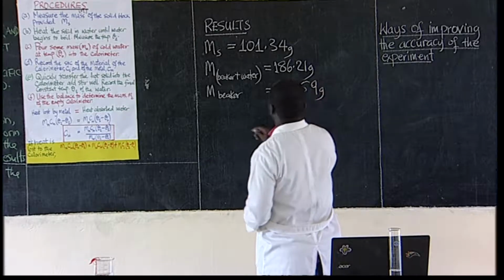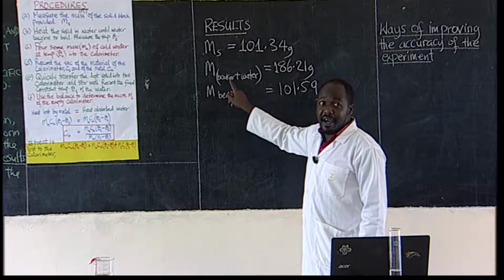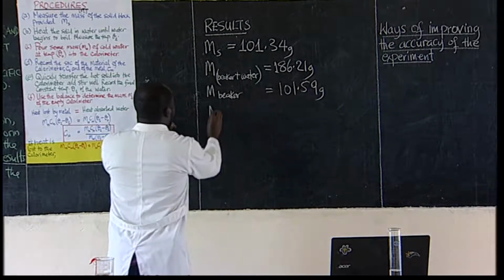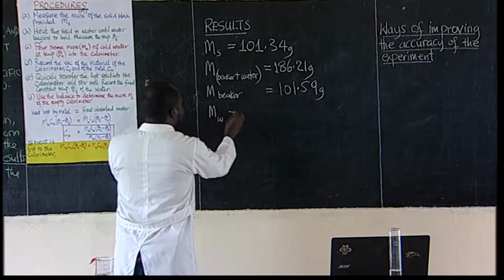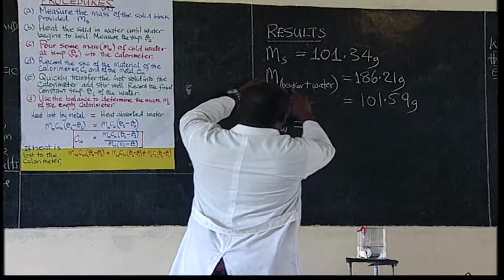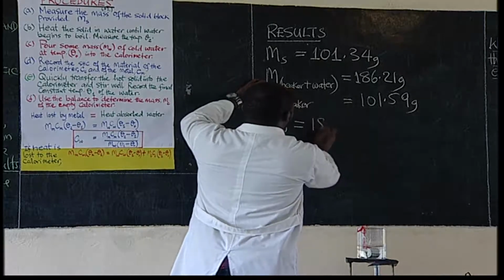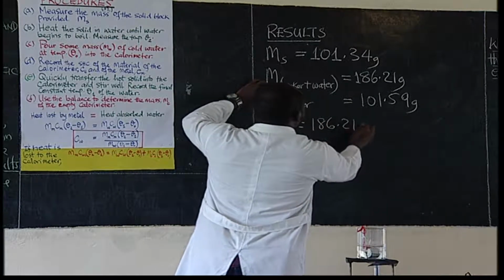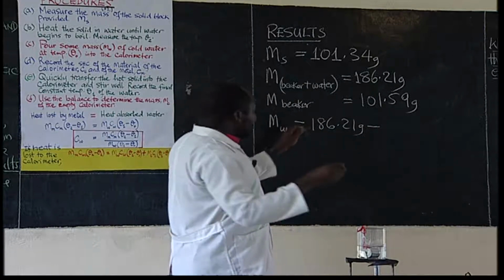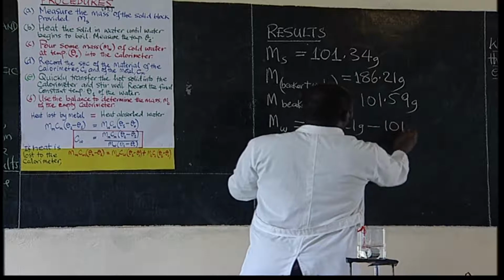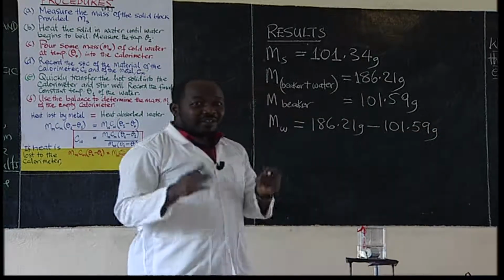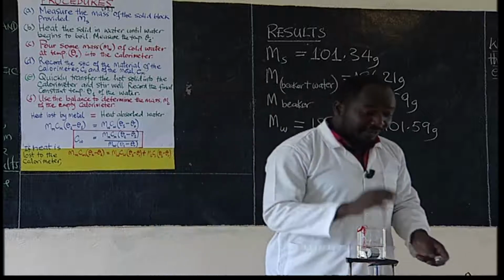101.59 grams. Remember, this is beaker plus water. This is beaker only. So the mass of water only, because that's what they want us to get, is going to be the mass of beaker plus water, which is 186.21 grams, minus the mass of the beaker only, which is 101.59 grams. Do you follow that? We want the mass of water only.